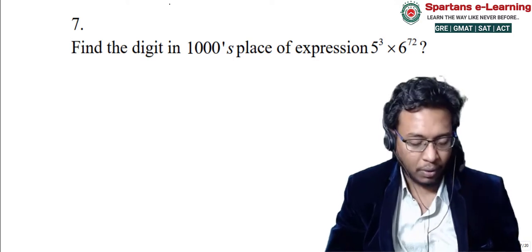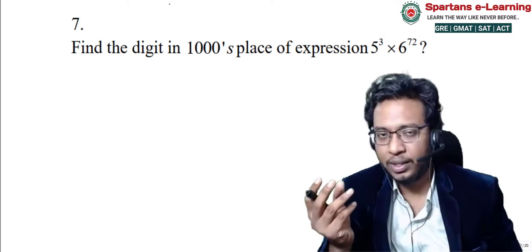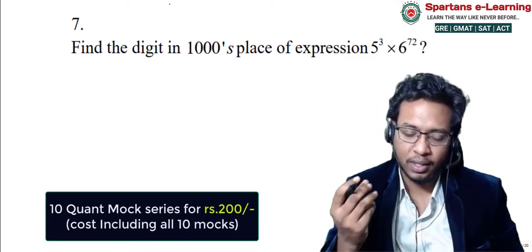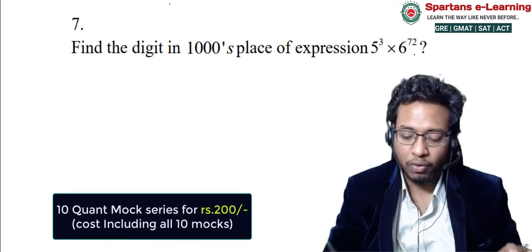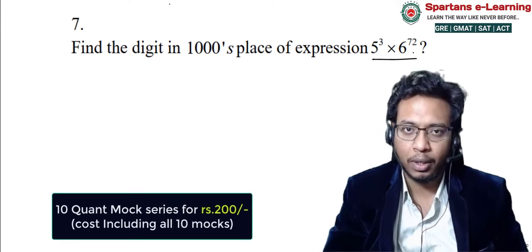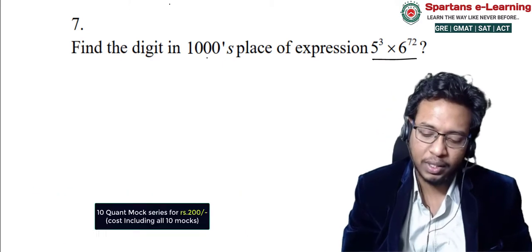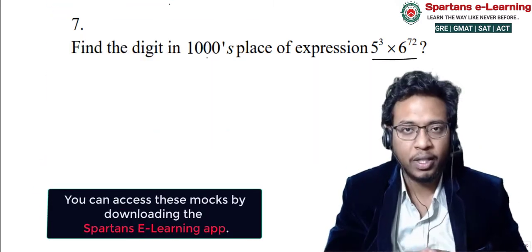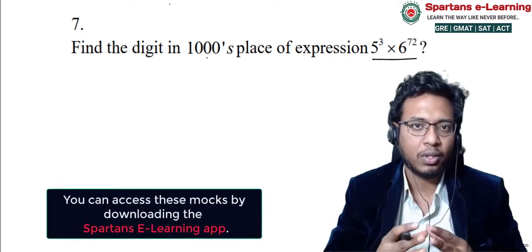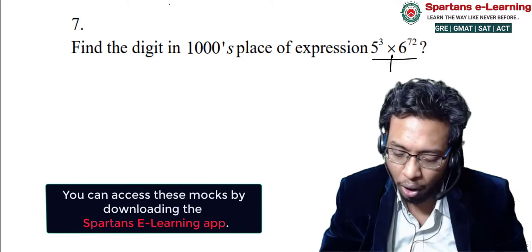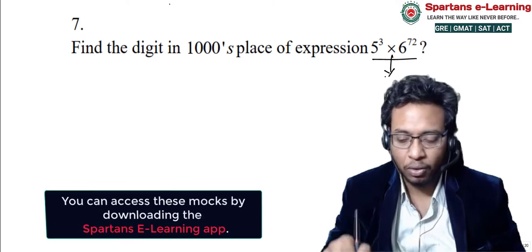Now you see, whenever you are asked to find the units digit or tens digit or hundreds digit, first of all try to find the number of zeros in that particular number. Thousands digit means, first of all let us find how many zeros are there. That is called trailing zeros, that means the number of zeros at the end of the number.